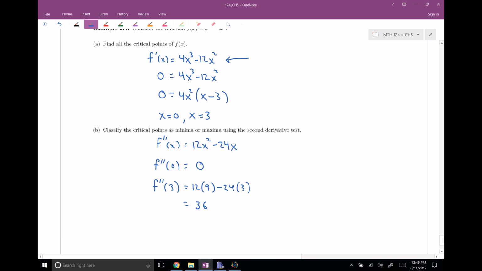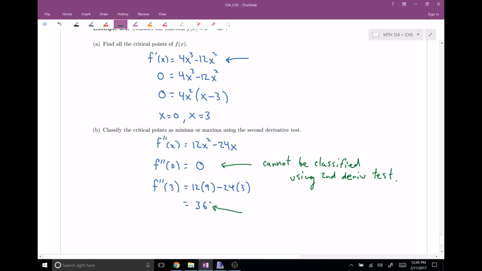So now we go back and we remember the second derivative test. And according to the second derivative test, this one cannot be classified using the second derivative test. Because the second derivative there is 0, right? And so that was the conclusion.